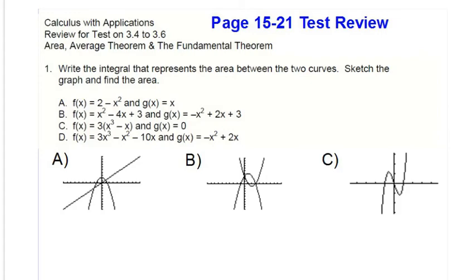Okay, so page 17 is a test review that will cover everything that's on the test. 15 through 21, the rest are also really good practice.